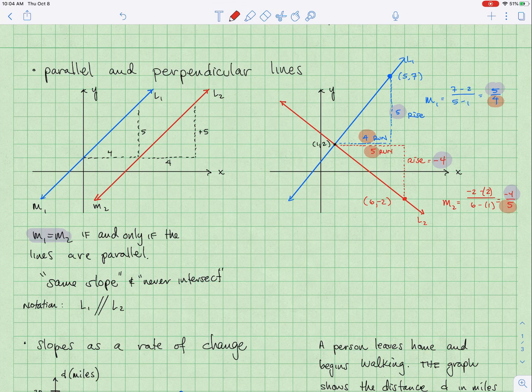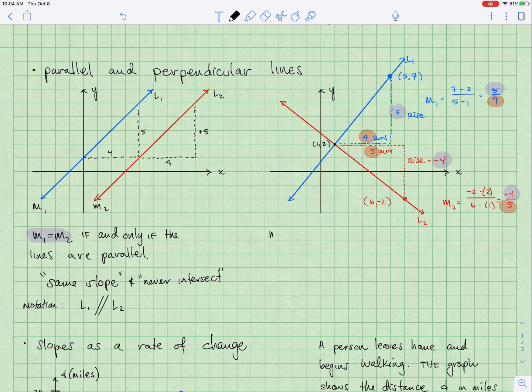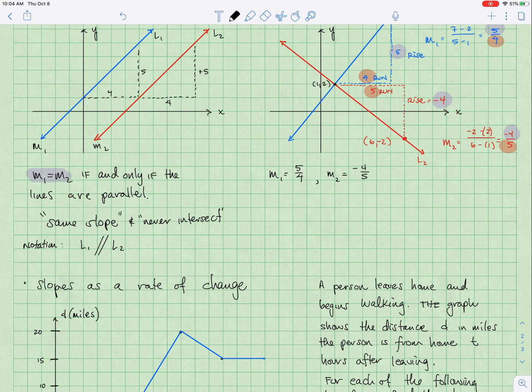Now, what do we notice about these slopes? A couple of things. M1 was 5/4, and M2 was -4/5. So what we want to notice here is two things. First of all, L1 is perpendicular to L2. That's the notation that we use for shorthand. They're perpendicular to one another. The slopes are not equal, that's for sure.